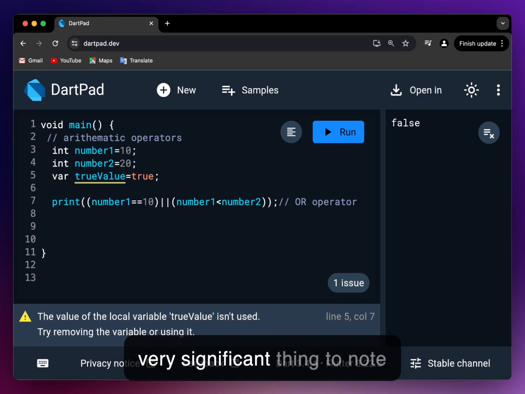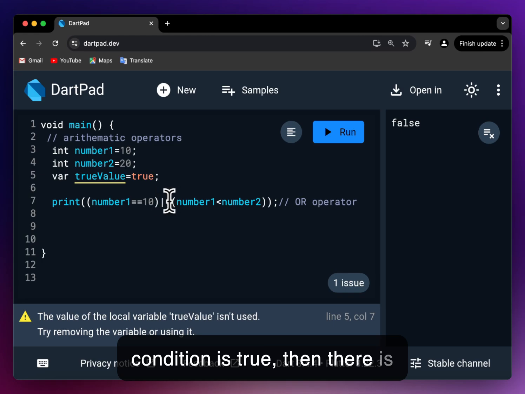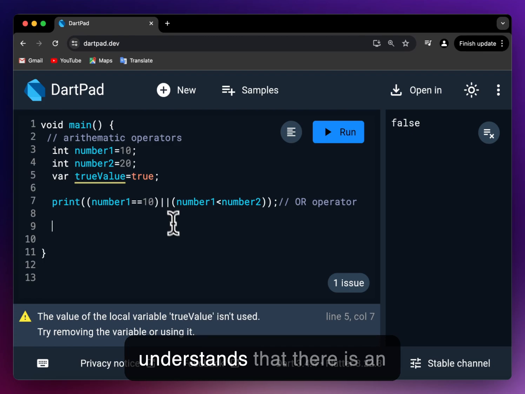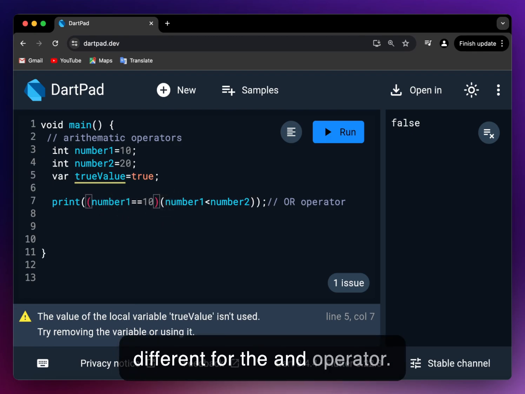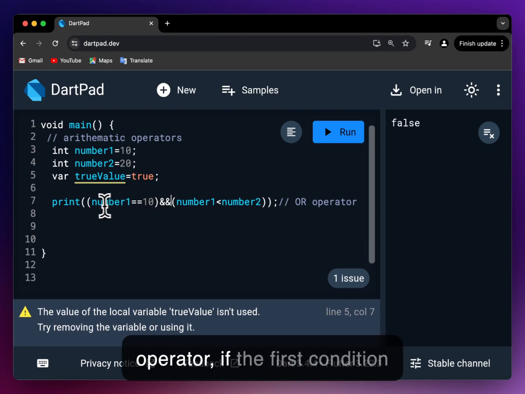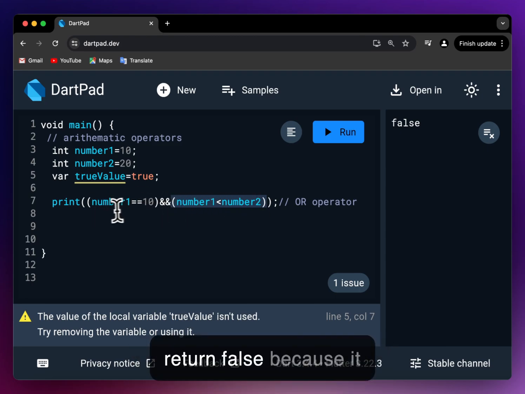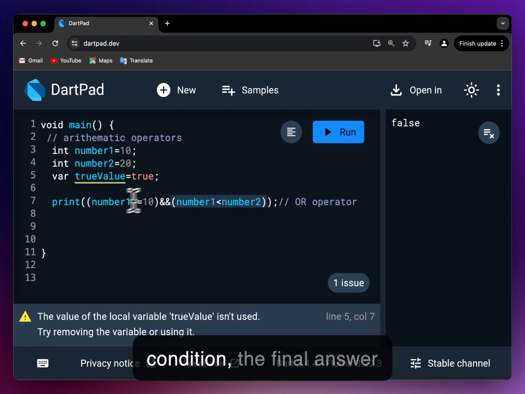Now, one very significant thing to note while working with these conditions is that if the first condition is true, then there is a possibility that the second condition will be skipped, because the system understands that there is an OR between the two, and if the first condition is true, no matter what is in the second condition, the final answer will remain true. And it's different for the AND operator. In the AND operator, if the first condition is false, then it doesn't even compute the second condition. It would return false, because it understands that if the first condition is false, no matter what happens in the second condition, the final answer will remain false.